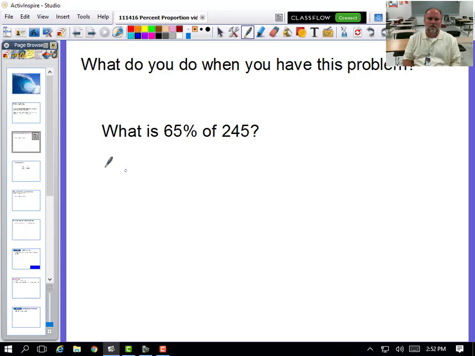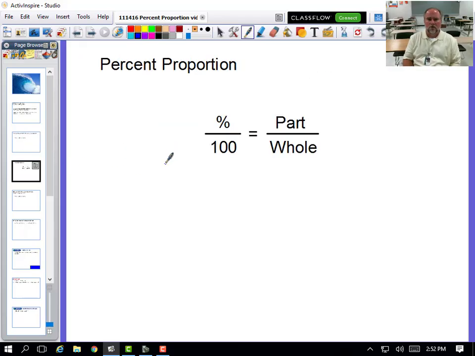What I want to focus on today, though, is the percent proportion. And the percent proportion is percent over 100 is equal to part over whole. Now, sometimes part and whole, there are a couple of words that can help us identify which one is the part and which one is the whole. And those words are, for part, it is, and for whole, it is the word of. Is refers to part of something, and of refers to a total amount or the whole thing.